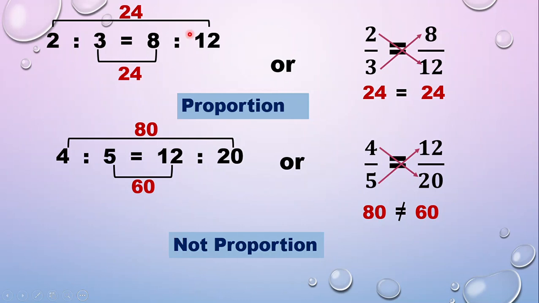So the first example is a proportion. The second example is not a proportion since the product of the means is not equal to the product of the extremes. So in fraction form, when we cross multiply, their product is not equal to the product of the other fraction. So they are not a proportion.